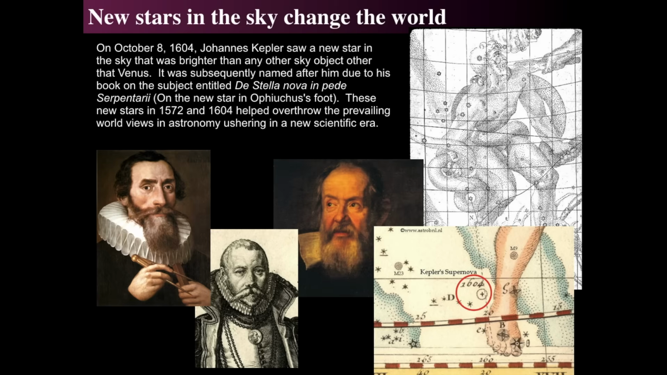Then in 1604, Johannes Kepler saw a star in the sky that was even brighter. And he wrote a bunch of things, and his book was called De Stella Nova in Pede Serpentarii, which is the star in the serpent bearer's foot, the Ophiuchus, the serpent bearer constellation. And those two stars that erupted forth in 1572 and 1604 assisted Galileo and Kepler and Brahe and many others in saying that Aristotle's ideas of the cosmos, that the heavens are unchanging and immutable, was wrong.